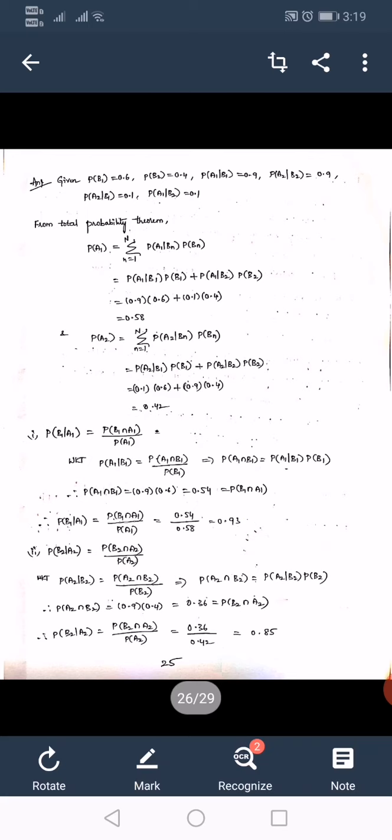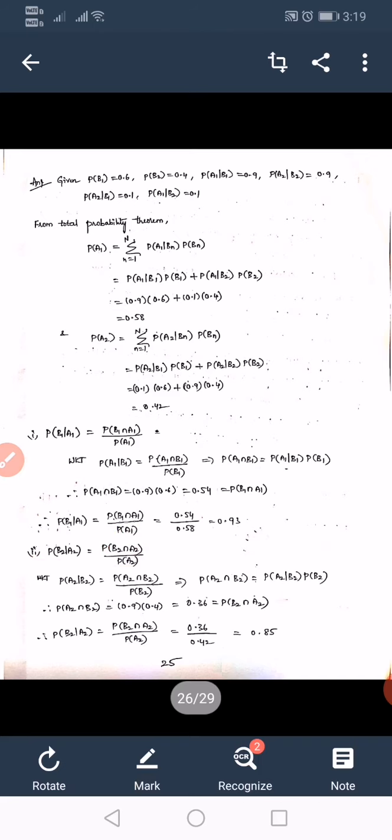The next one is we have to find out P of B2 given A2. This formula is P of B2 intersection A2 by P of A2. Actually we don't know this numerator part. So for that purpose, let us consider A2 given B2.